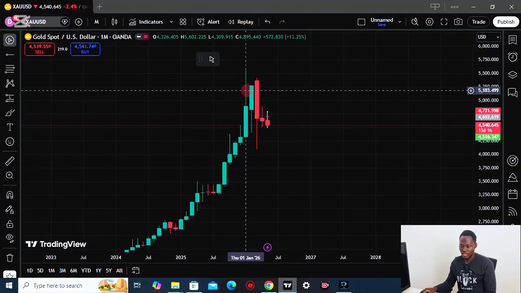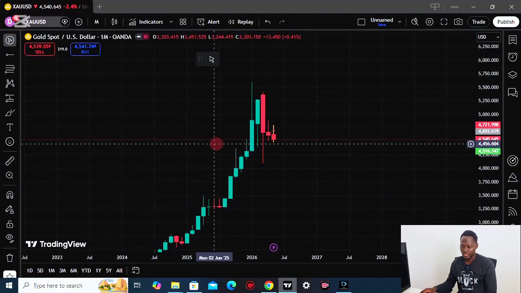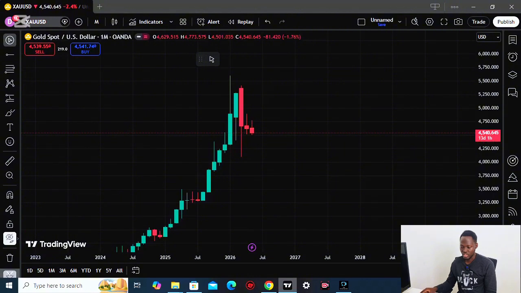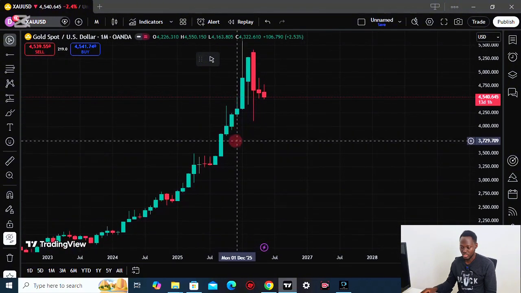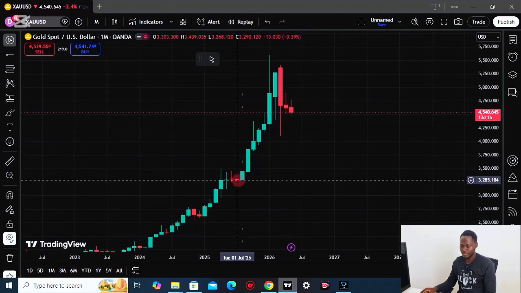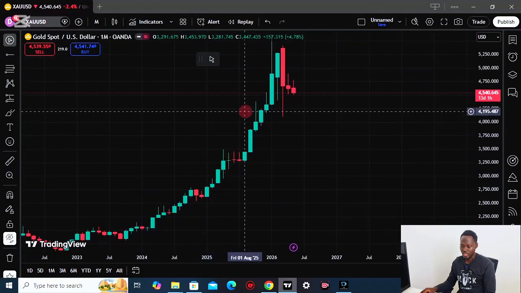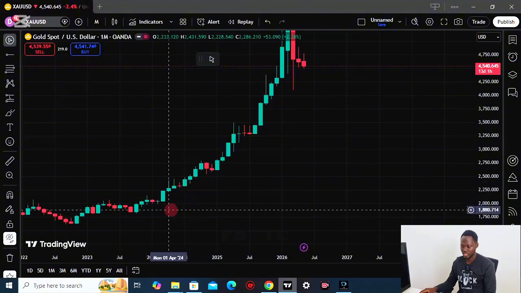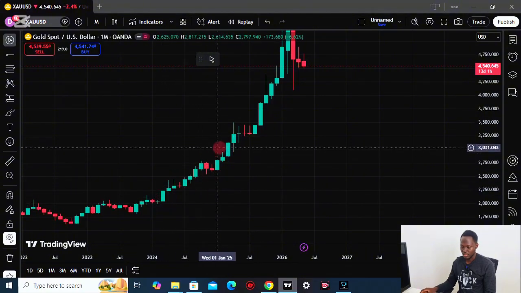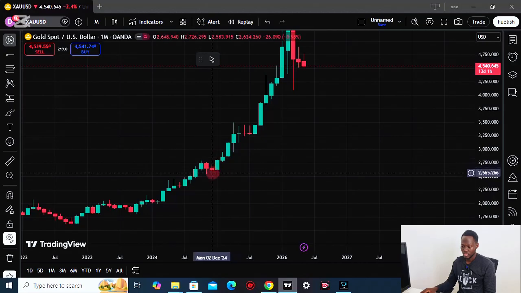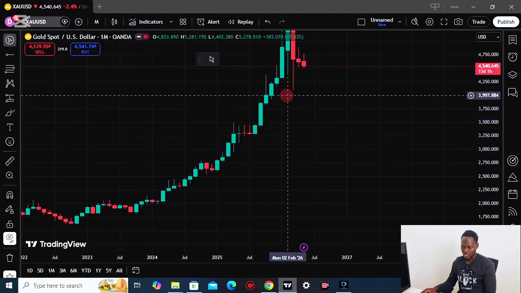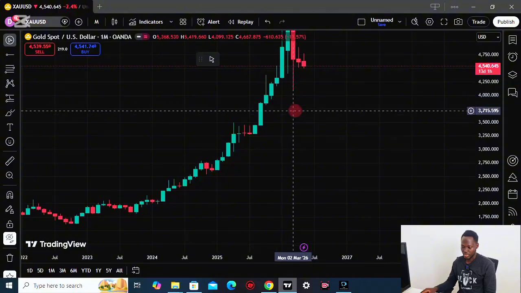So guys, I've started on the monthly time frame. As you can see, I have some drawings there, but don't mind them. Those are my drawings that I use when I'm doing my back testing. As you can see on the monthly time frame, let me first hide these drawings so you can see it properly.